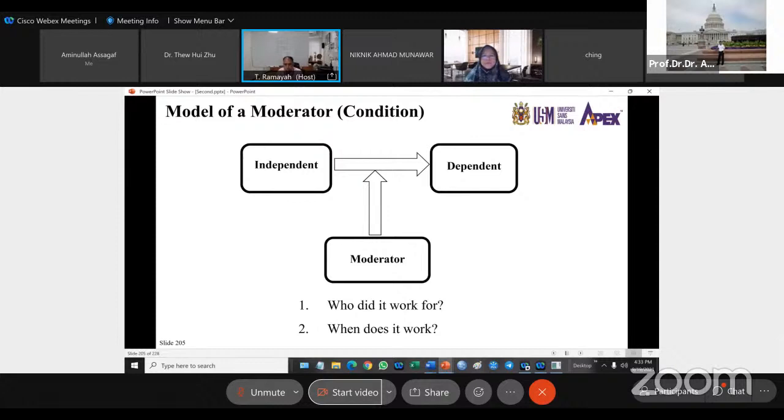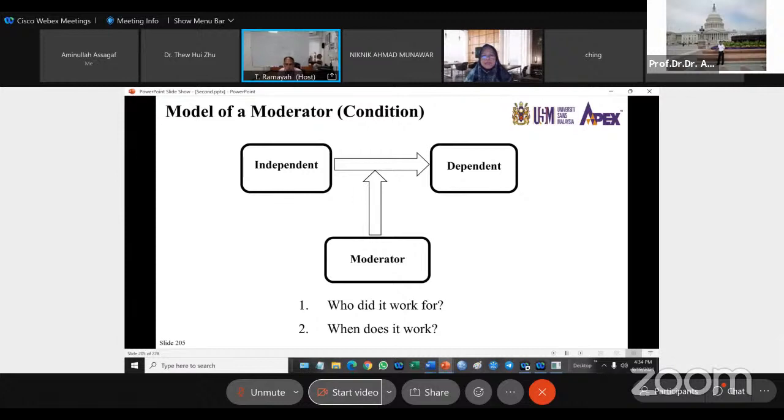What is the difference is, the first one is for categorical moderators: gender, marital status, part-time, full-time employment, those kinds of variables. We are trying to answer question number 1. When does it work? Question number 2 is when your moderator variable is continuous. Okay, so we can test moderators which are categorical. We can also test moderators which are continuous.